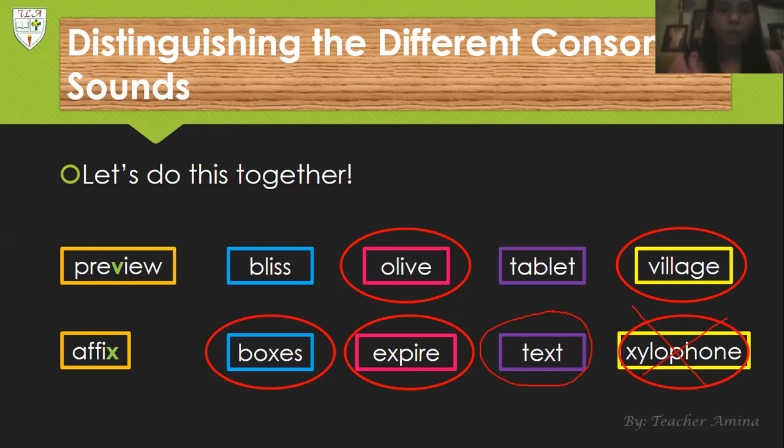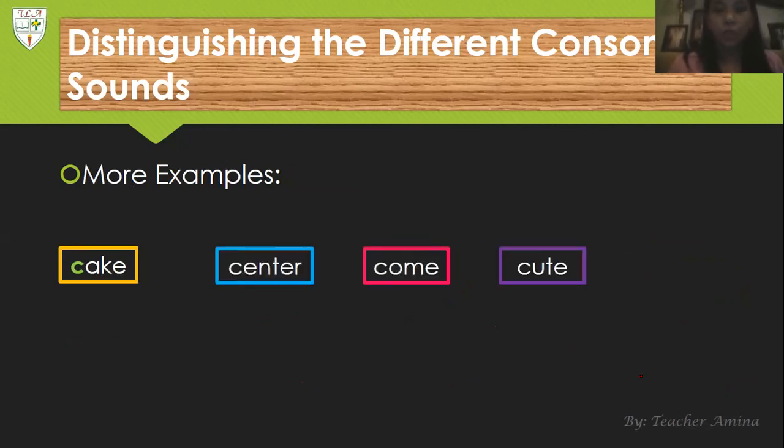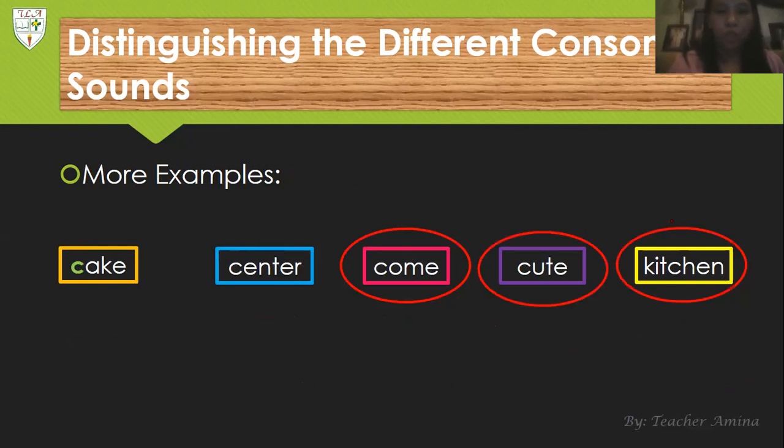Okay, next, more examples. We have cake, which has the K sound. Is it center, calm, cute, or kitchen? Okay, so which one has the K sound for the letter C? We have calm and cute, not kitchen, because the C there has the CH sound.